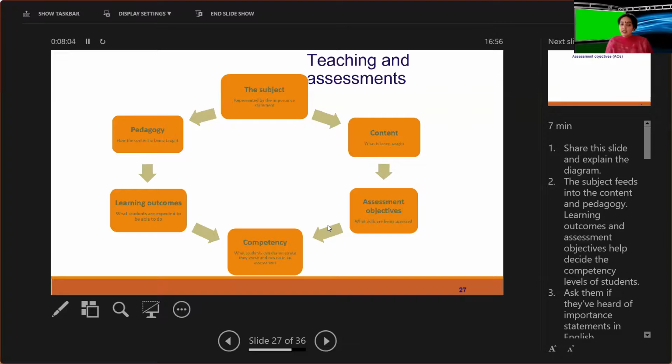When I come to teaching and assessment, if you go to see, top center is the subject and the bottom center is competency-based learning. If you move from the right, which is your right, then the subject moves to the pedagogy and the learning outcomes, and that in turn takes you to competency-based education. And if you move the other way down, you will have the subject, the content, and the assessment objectives. All of that will then take you to competency-based education.